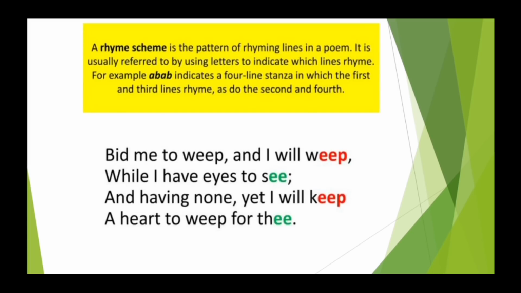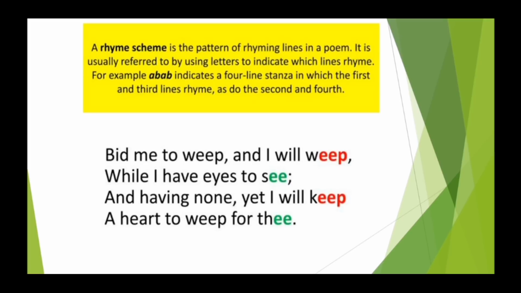A rhyme scheme is the pattern of rhyming lines in a poem. It is usually referred to by using letters to indicate which lines rhyme. For example, AB, AB, as we have seen in the last slide, indicates a four-line stanza in which the first and third lines rhyme, as do the second and fourth. So let's find out the rhyme scheme of this poem.